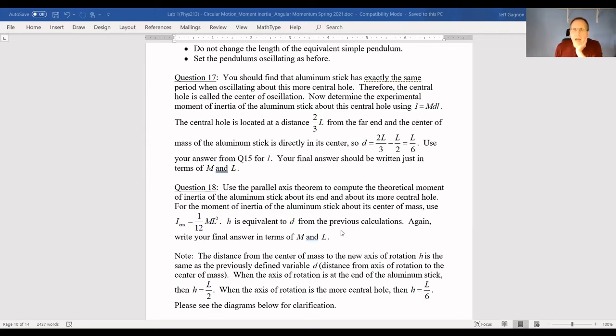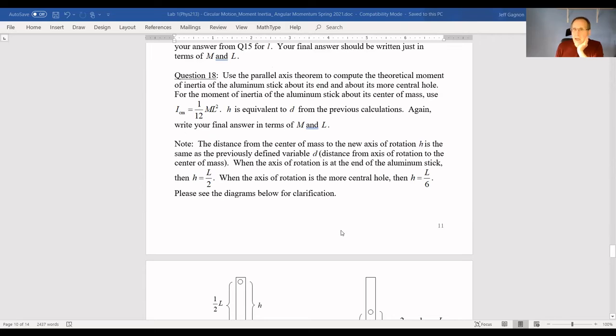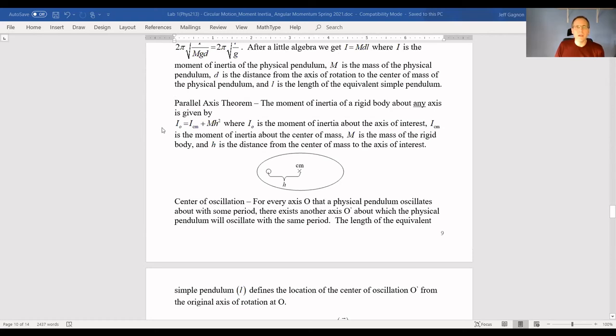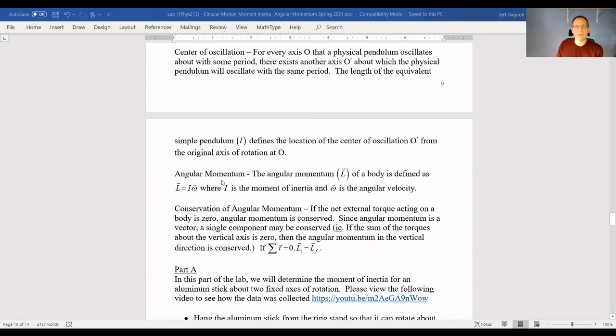Okay, question 18. Now we want to calculate the moment of inertia theoretically. And how are we going to do that? We're going to use the parallel axis theorem. So remember, the parallel axis theorem says that the moment of inertia about some new axis of rotation is the moment of inertia about the center of mass, as if you calculated about the center of mass, and I'll give you that value, plus mh squared, where h is this distance from the center of mass to the new point that you want to calculate the moment of inertia about. So you have to add this mh squared to the moment of inertia about the center of mass.